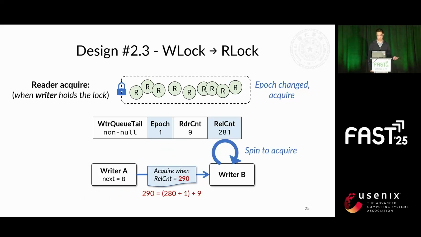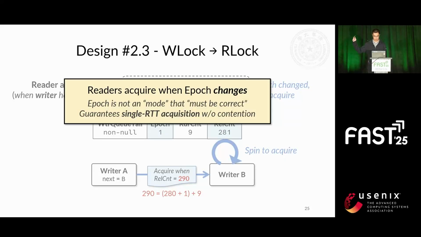The current writer can do some calculation and send a message to the next writer, asking it to spin wait on the release counter until all previous readers have left. In this design, the signal for readers to acquire is the change of the epoch, not its absolute value. The epoch is not like a mode, but like a clock in digital circuits. It guarantees single round-trip lock acquisition without contention because clients can acquire in any epoch.